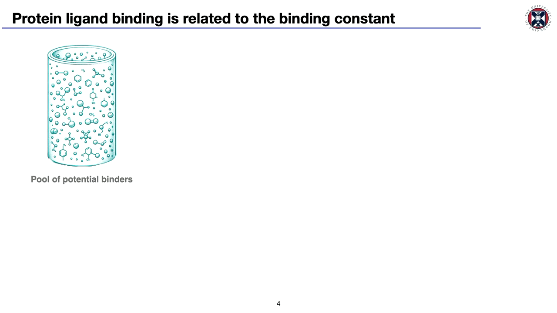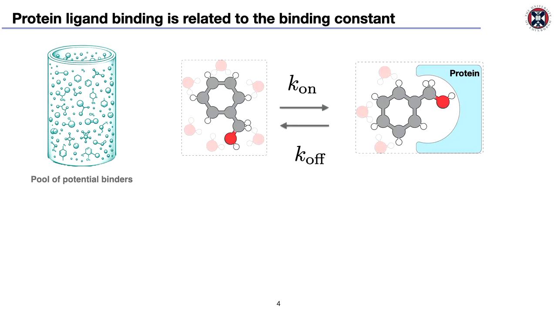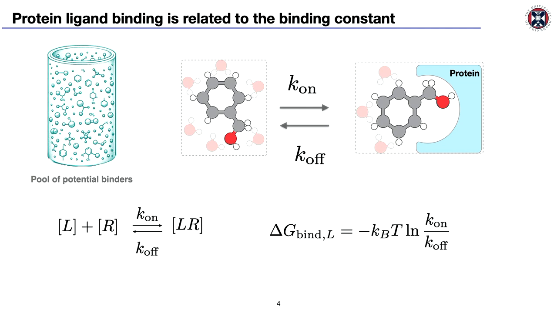So again, we have a potential pool of ligands. We would like to understand how they bind to a particular protein target. So if you think of it thermodynamically, we have a ligand and protein binding and unbinding. We ideally want to compute something like a K-on and a K-off rate. That will be related to our concentrations of our ligand and our receptor, and then the ligand-receptor complex concentration. And from that, we can actually derive a free energy of binding, delta G. That is what we're after.